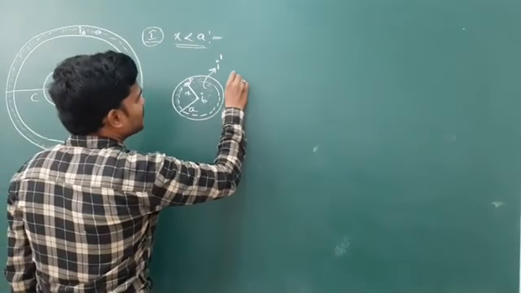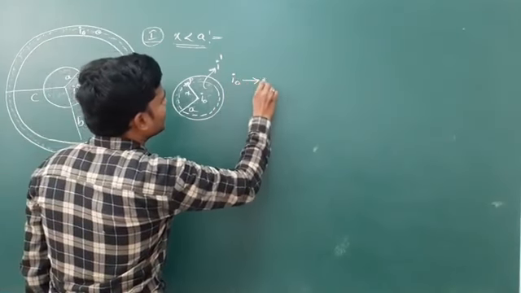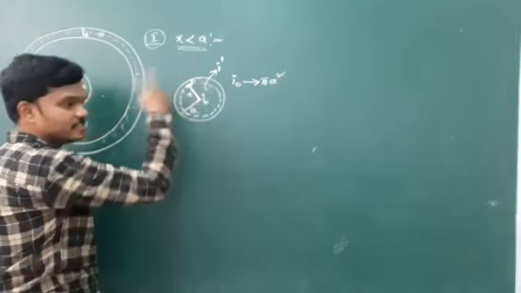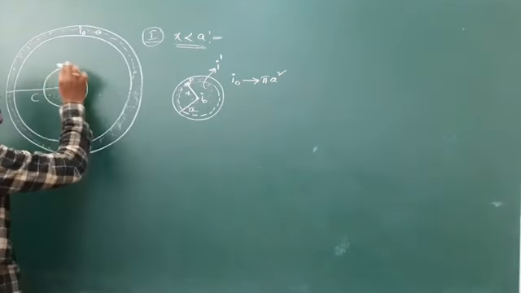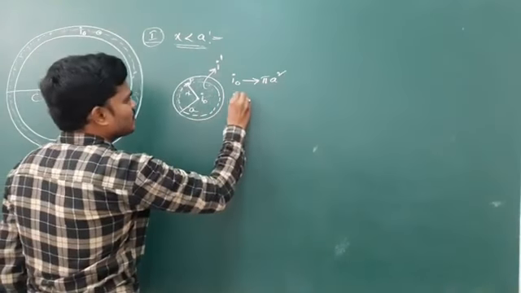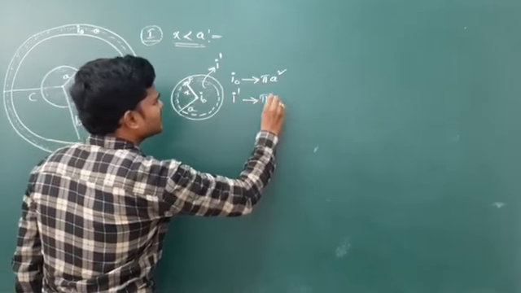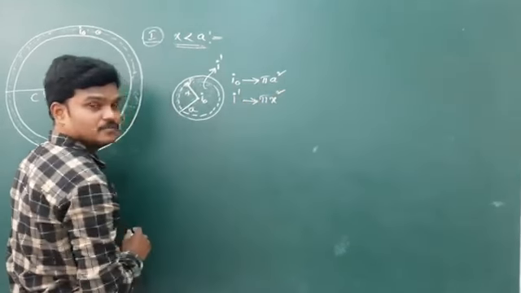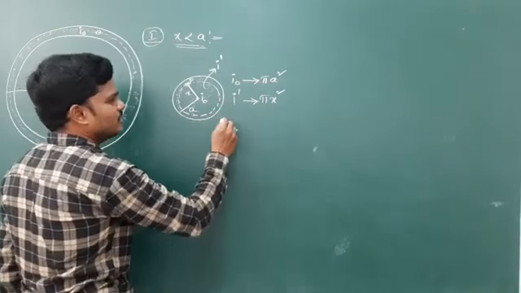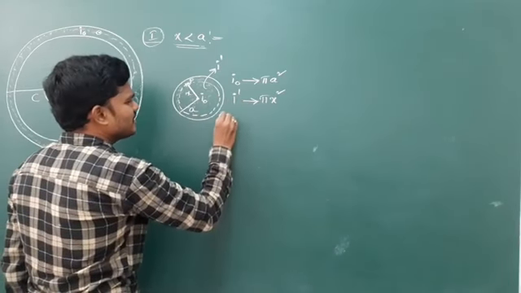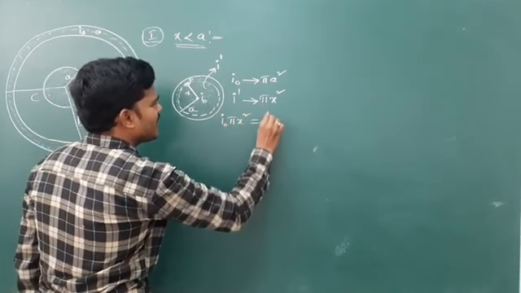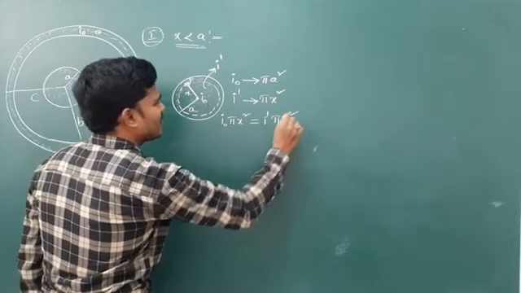Otherwise, just from an understanding point of view, for I naught, the area region I am taking is pi a square. I naught is nothing but this entire region containing current I naught. For I dash, only the area region is pi x square. So do the cross multiplication and you will get it easily. Otherwise, we can write directly I naught. So if I do cross multiplication, I naught pi x square, I dash pi a square.